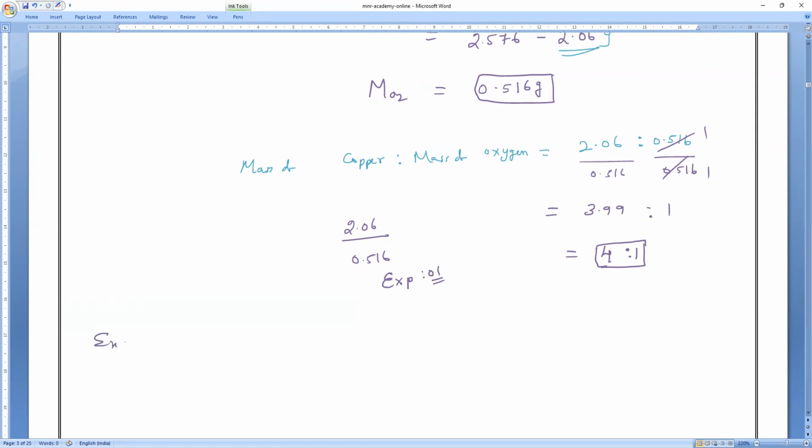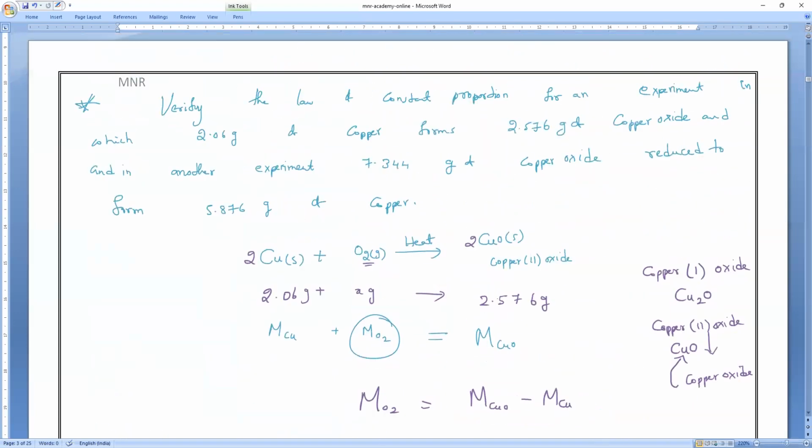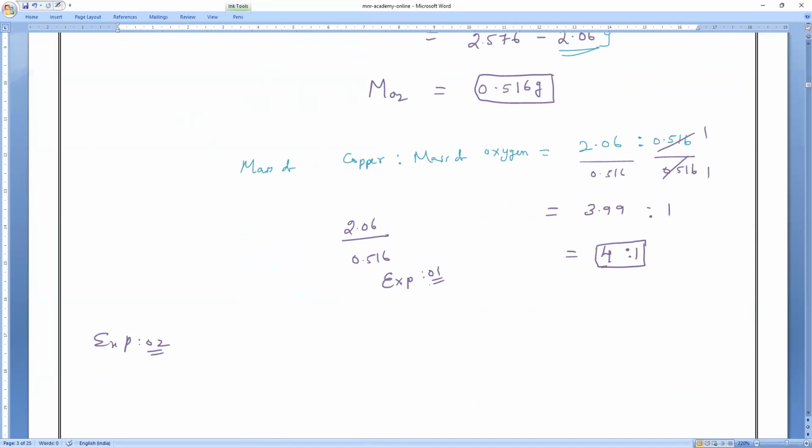Now EXP2. What is EXP2? Everybody? Experiment number 2, read it. A reverse reaction. What is a reverse reaction? All of you verify it. Another CuO experiment: 7.344 grams of copper oxide reduced from 5.78 grams of copper, and then what is remaining? Oxygen will be there. Am I right or wrong?